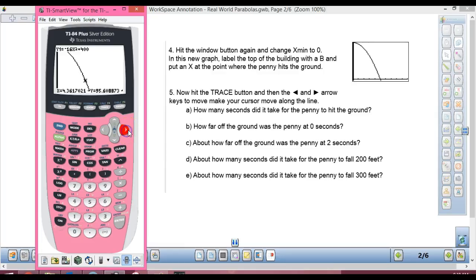And y is 100 at about, yeah, maybe 4.3, 4.3-ish seconds, I would take.